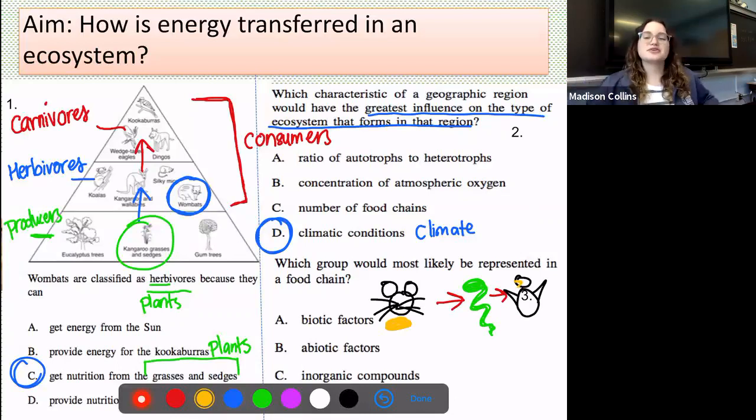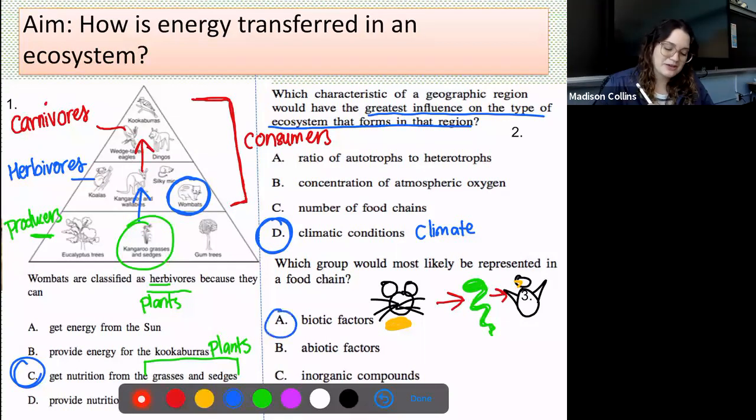So what do all of those organisms have in common? Well, the fact that they are living organisms. So which one of these words means living? Well, it's going to be biotic factors. All of these organisms, the animals as well as the corn, are living things. So we're going to call them biotic factors. All right, moving on to part A.